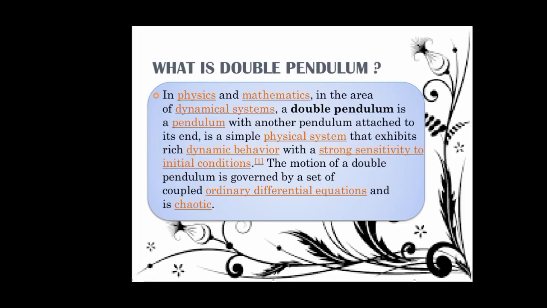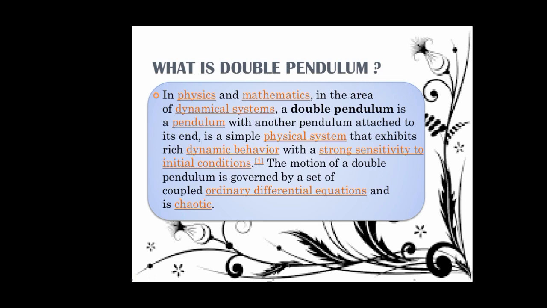So next we will talk about what a double pendulum is. In physics and mathematics, in the area of dynamical systems, a double pendulum is a pendulum with another pendulum attached to its end. I will show a diagram so you will clearly understand.